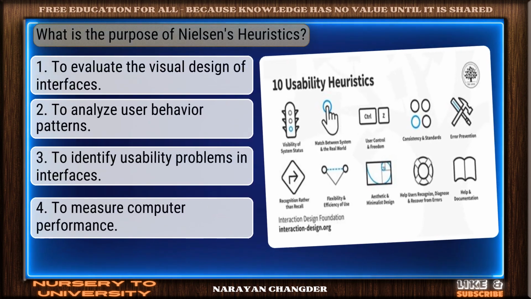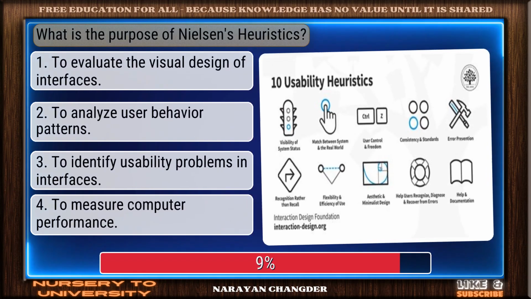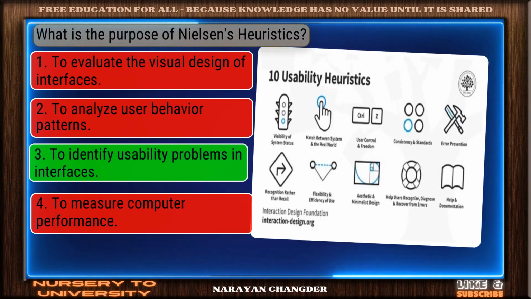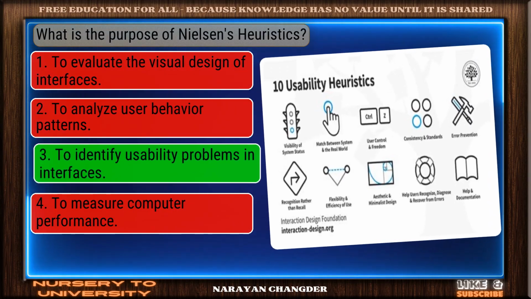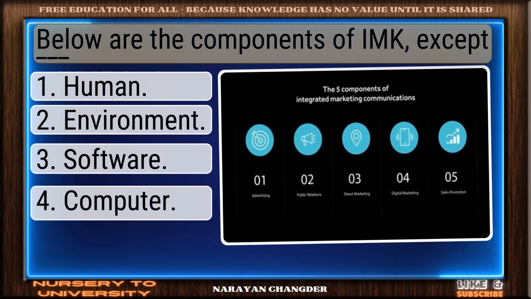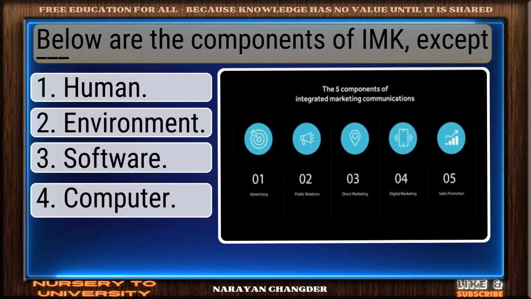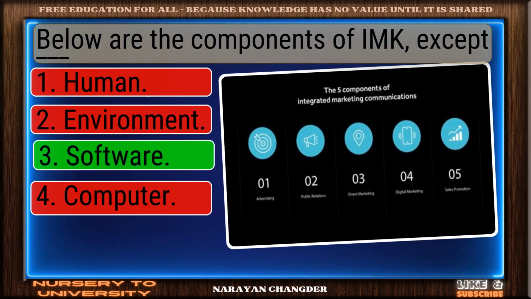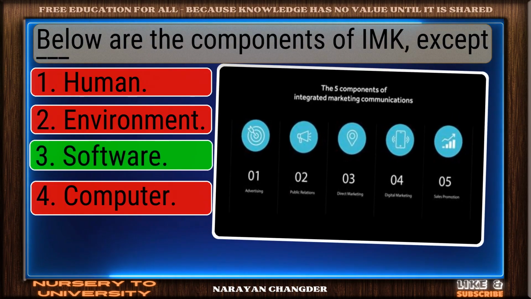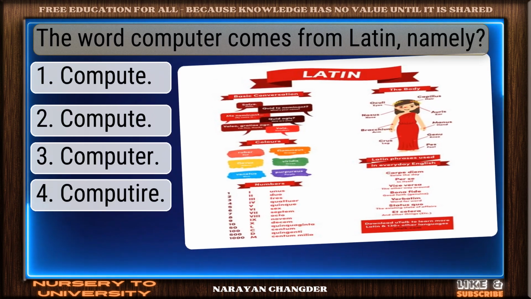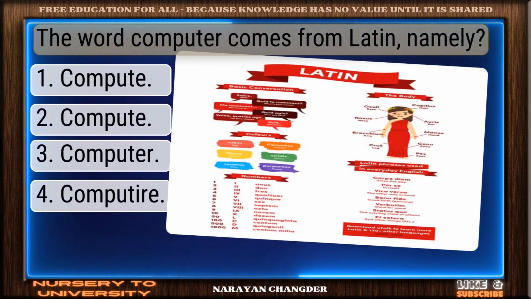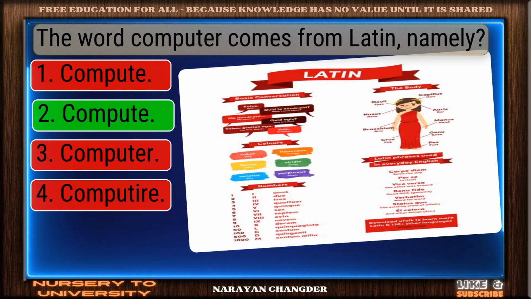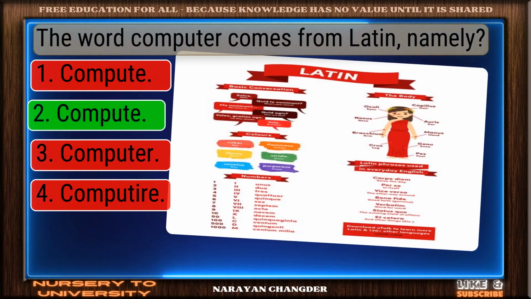Question number 61. What is the purpose of Nielsen's heuristics? Good thinking. To identify usability problems in interfaces is the right answer. Question number 62. Below are the components of HCI, except dash. Clear logic. Your choice, software, is sound and 100% true. Question number 63. The word computer comes from Latin, namely. Solid response. Compute is a valid choice.